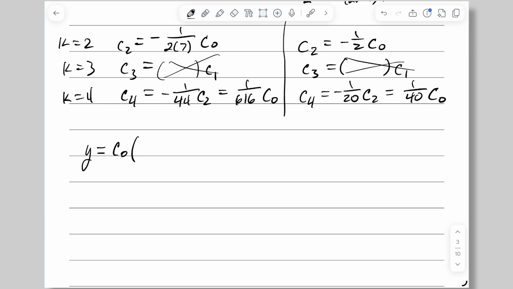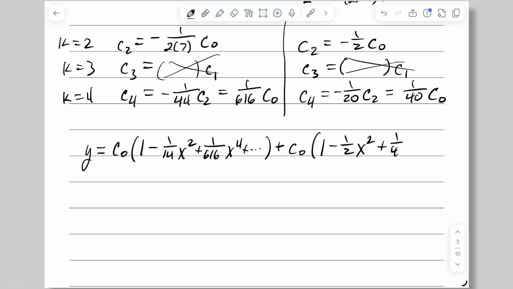Ordinarily at this point, we might write down that y is equal to, from the first series, c sub 0 times the quantity of 1 minus 1/14 x squared plus 1 over 616 x to the 4th plus dot dot dot. As a reminder, remember our solutions look like c0 plus c1x plus c2x squared and so on. So when I factor out a c0, I'm left with 1, but we decided c1 was equal to 0. Now we have plus, for the second series, c sub 0 times the quantity of 1 minus 1 half x squared plus 1 over 40 x to the fourth plus dot dot dot.